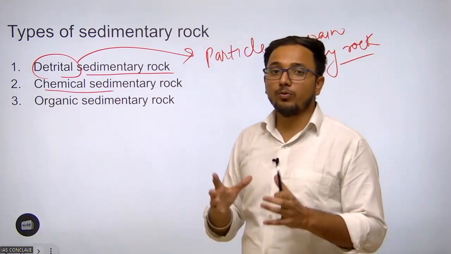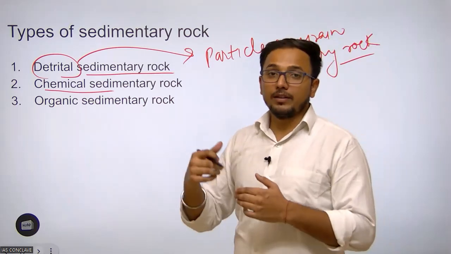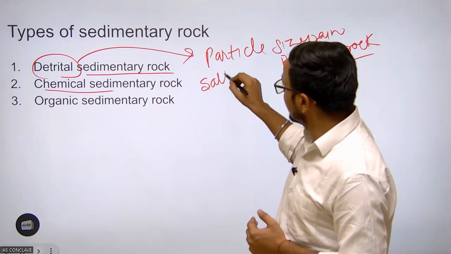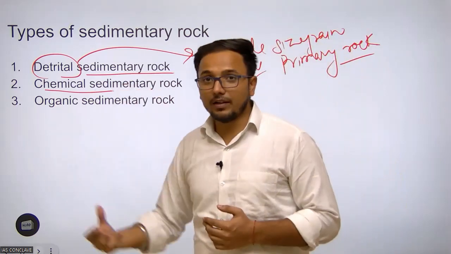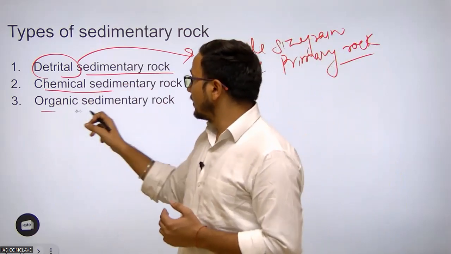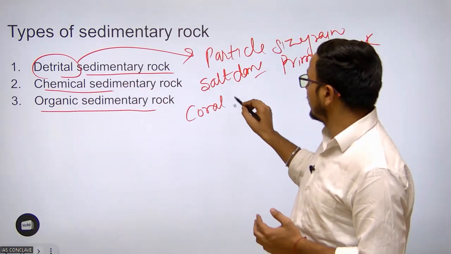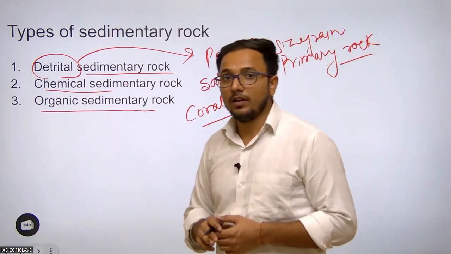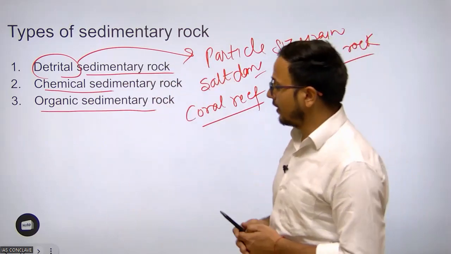When sedimentary rocks form through chemical reactions like evaporites, like precipitations, through this, like the salt dome. If you look at the salt dome, these are examples of chemical sedimentary rocks. Organic sedimentary rocks are like coral reefs. Coral reef is an example of organic sedimentary rock. So we will look at one by one. The first we will look at the detrital sedimentary rock.